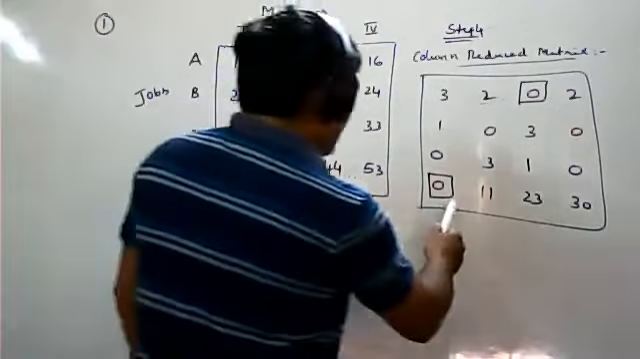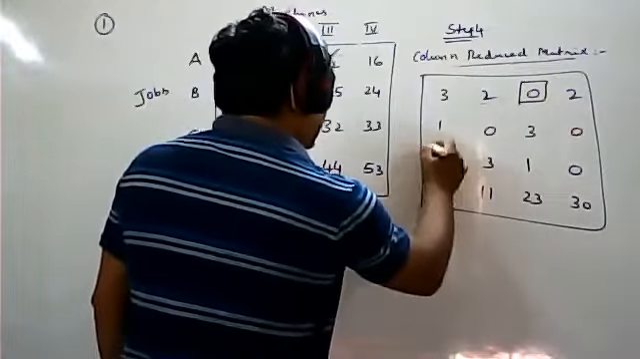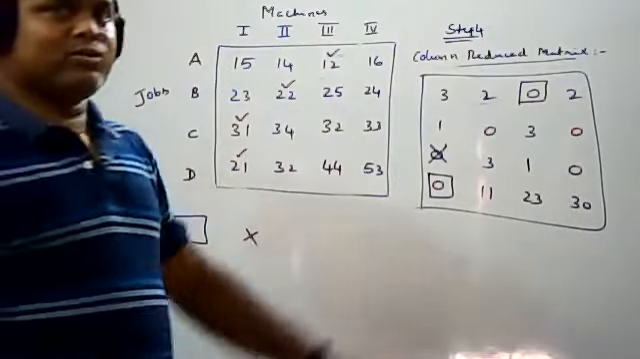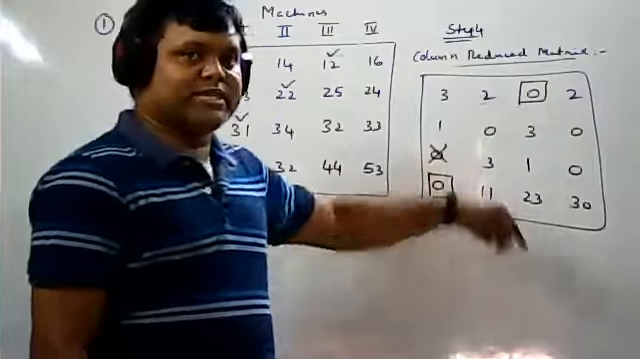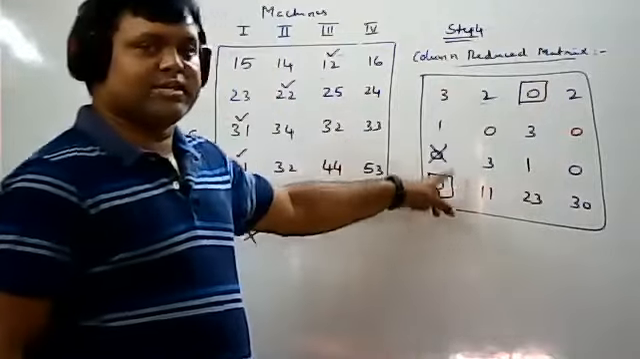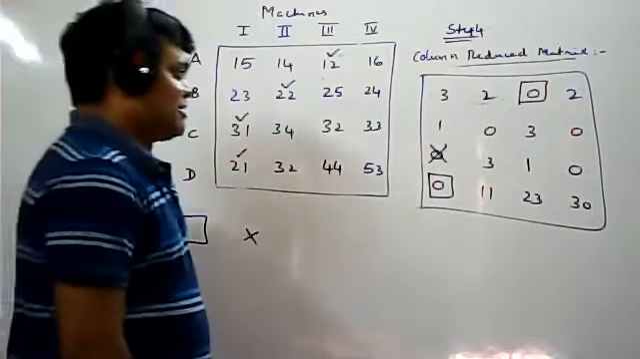Any other zeros in the row side? No zeros are there. Any other zeros in the column side? Zero is there, so you can cross it. After making the assignment, any other zeros in the row side or column side should be crossed off. Row side zeros are not available, but column side zeros are there, so that is the reason I have crossed this zero. Okay, and then go for single zero again.